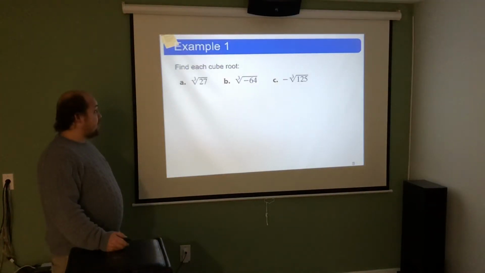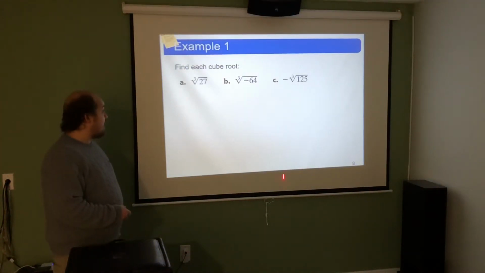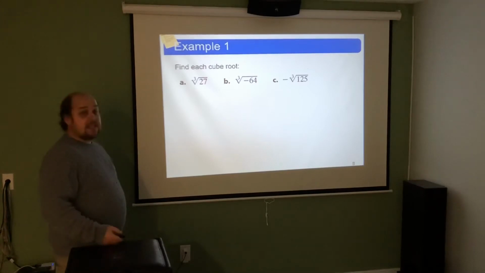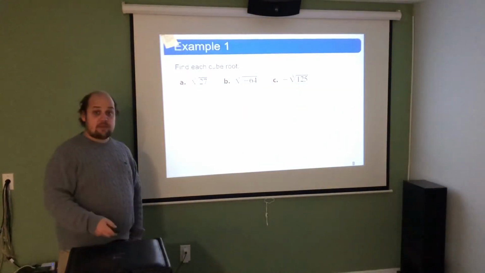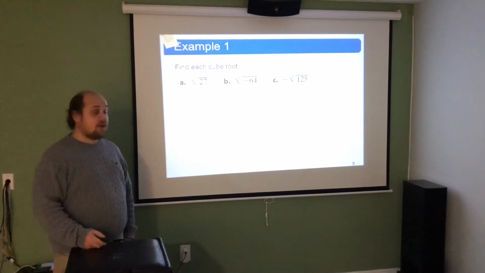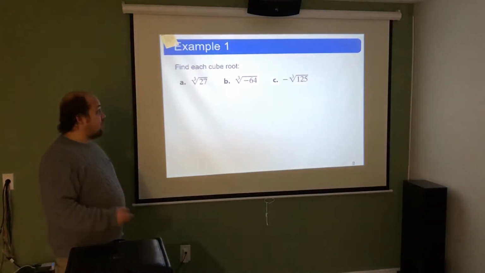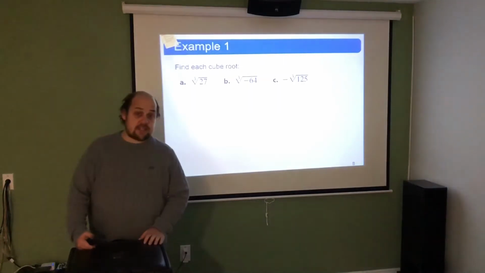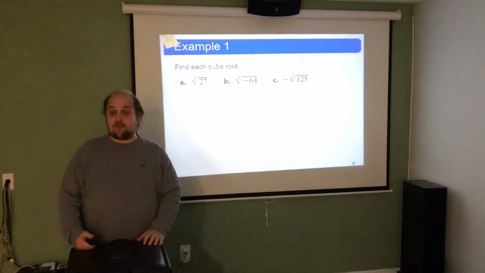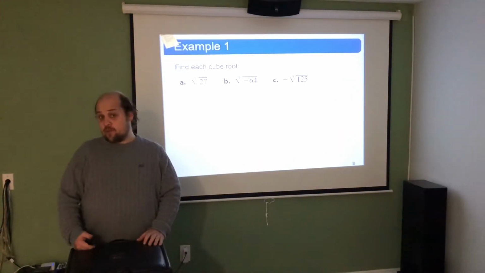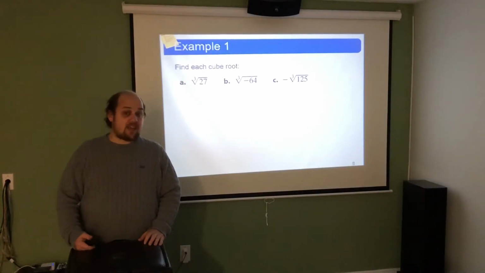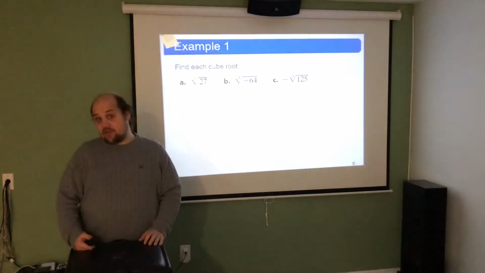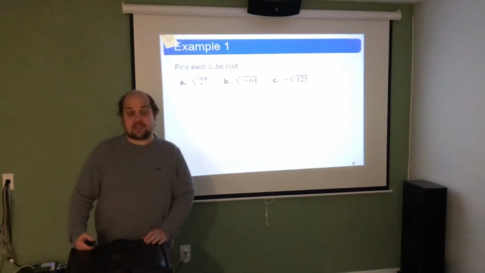Find each cube root. So hopefully if we're looking back at our common cubes, the cube root of 27 is 3. 3 times 3 is 9, times 3 is 27. The cube root of negative 64. Well, if it was just positive 64, it would be 4 times 4 is 16, times 4 is 64. In this case, it's negative 4 times negative 4 equals positive 16, times another negative 4 equals negative 64.